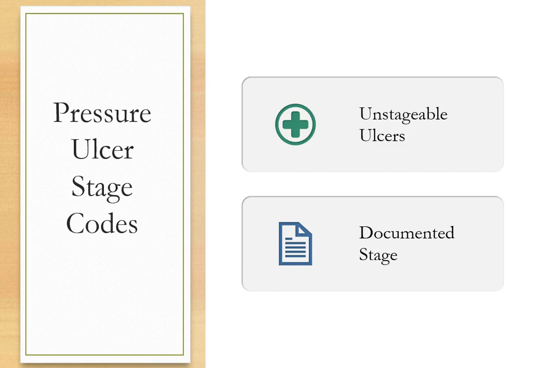Now, as it relates to the documented pressure ulcer stage, again, I want to emphasize that you're going to make your code decisions based on the clinical documentation of the stage or documentation of the terms found in the alphabetical index. In those situations where you have clinical terms describing the stage that are not found in the alphabetical index, you of course want to query your provider.